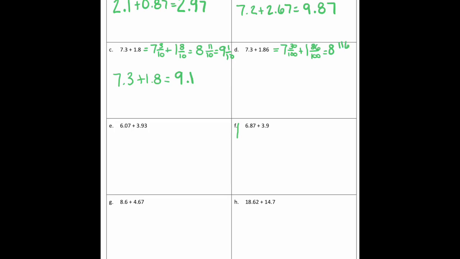And that's clearly bigger than 1. So we're going to take 100 of those hundredths out and change it to another whole, and be left with 9 and 16 hundredths. As decimals, this would be 7.3 plus 1.86 equals 9.16.